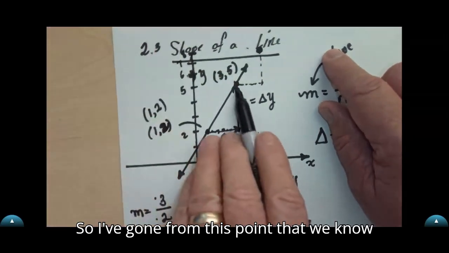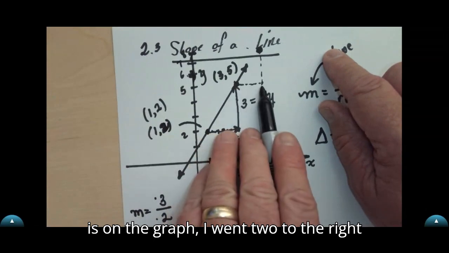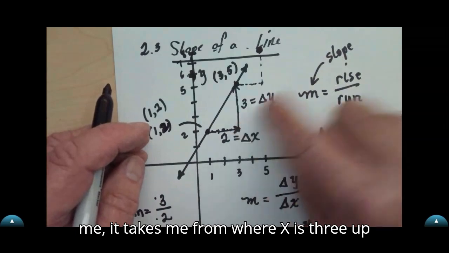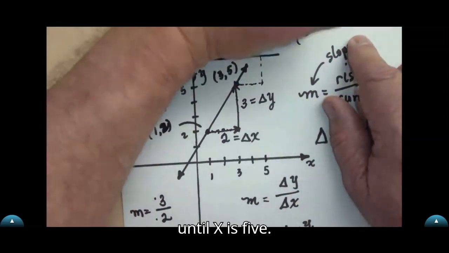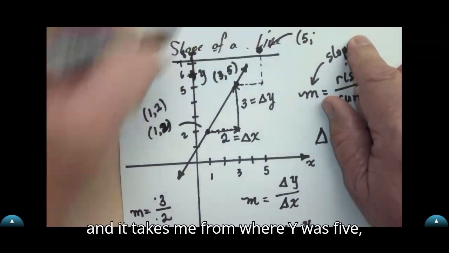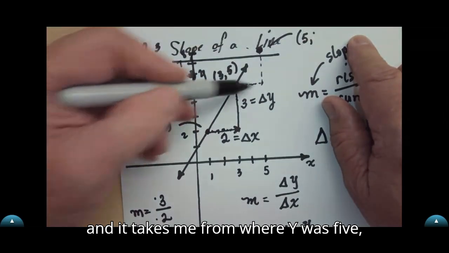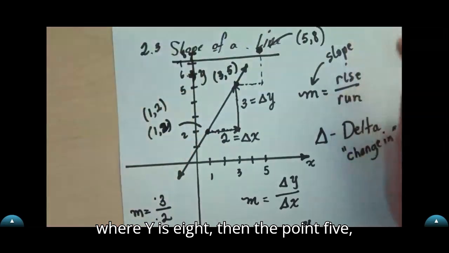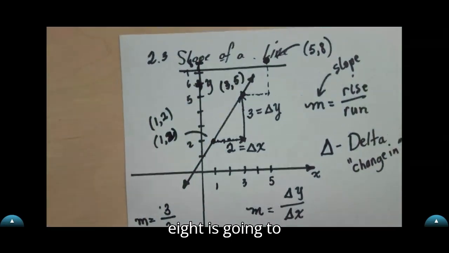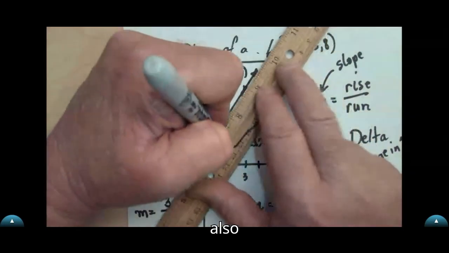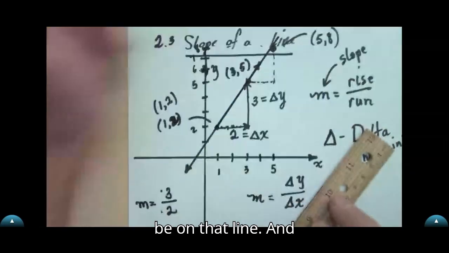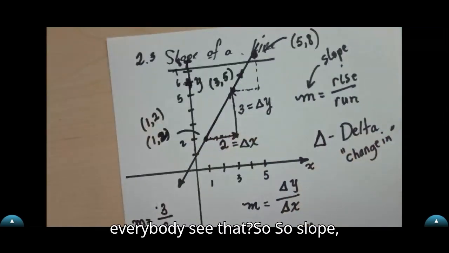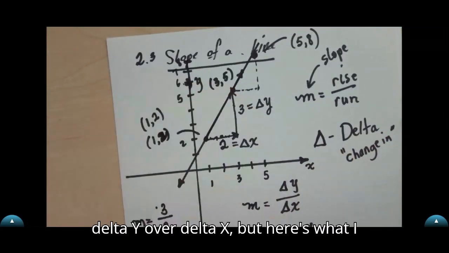So I've gone from this point that we know is on the graph. I went 2 to the right and up 3. I can tell where that puts me. It takes me from where x is 3 up until x is 5. And it takes me from where y was 5, remember, I went up 3, so it takes me where y is 8. Then the point 5, 8 is also going to be on that line. And does everybody see that? So slope, delta y over delta x.